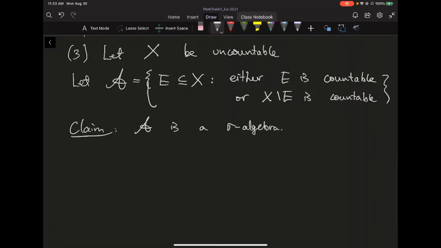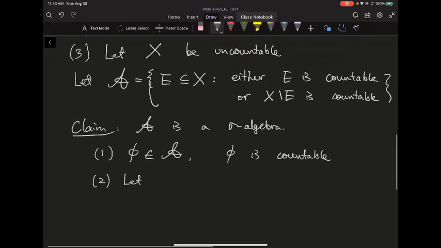Why is that? Well, if I want to verify something is a sigma algebra, let's verify it satisfies the three properties from its definition. First, is the empty set in A? Of course, because the empty set is certainly countable, it contains nothing. Second, is A closed under taking complement?